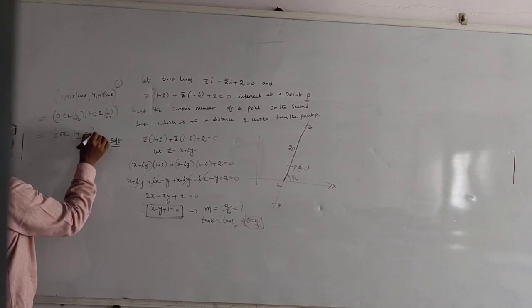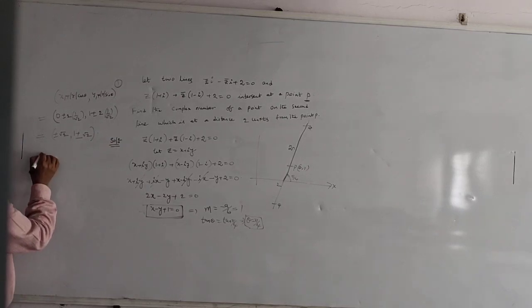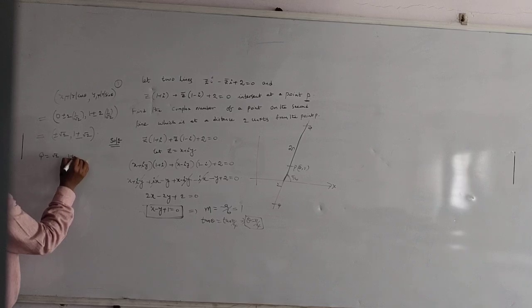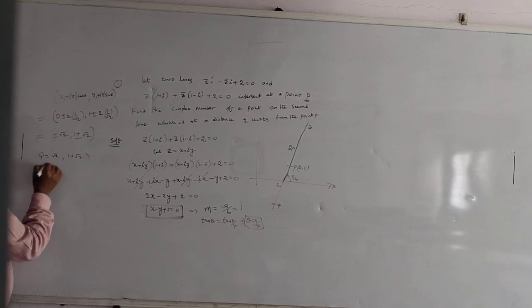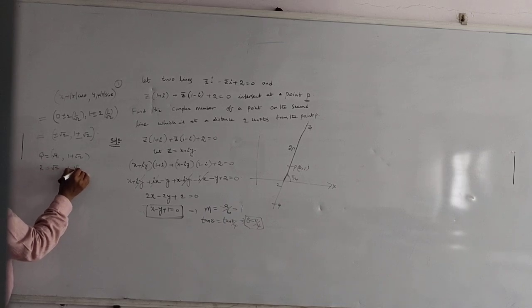Okay students, so here the point Q is (root 2, 1 + root 2). Point R is (-root 2, 1 - root 2).